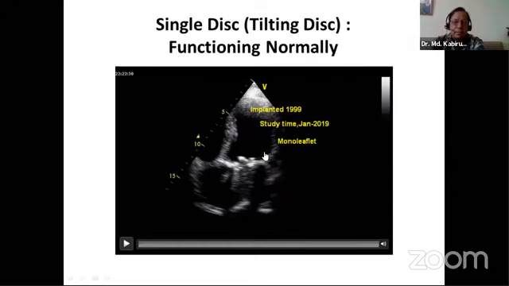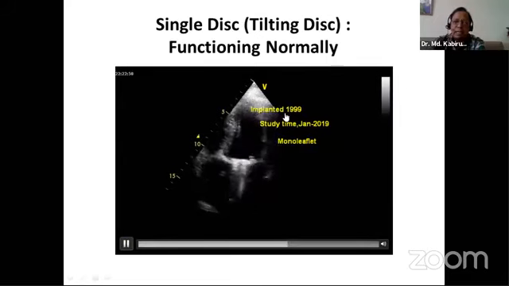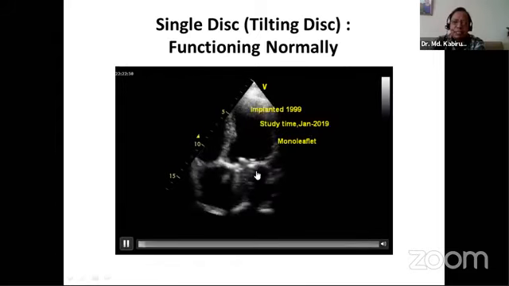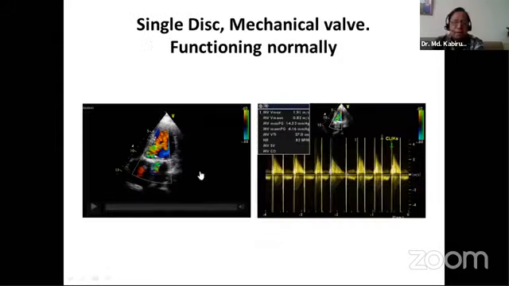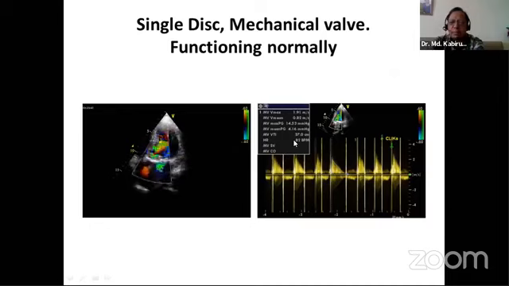That is the prosthetic mitral valve. You can see the movement, the characteristic movement. It was implanted in 1999, and I started it in 2019, 20 years back. So miraculous. It's the same patient, this is color Doppler. You can see, although there is aliasing of the color flow, the stenotic gradient is within normal limits.